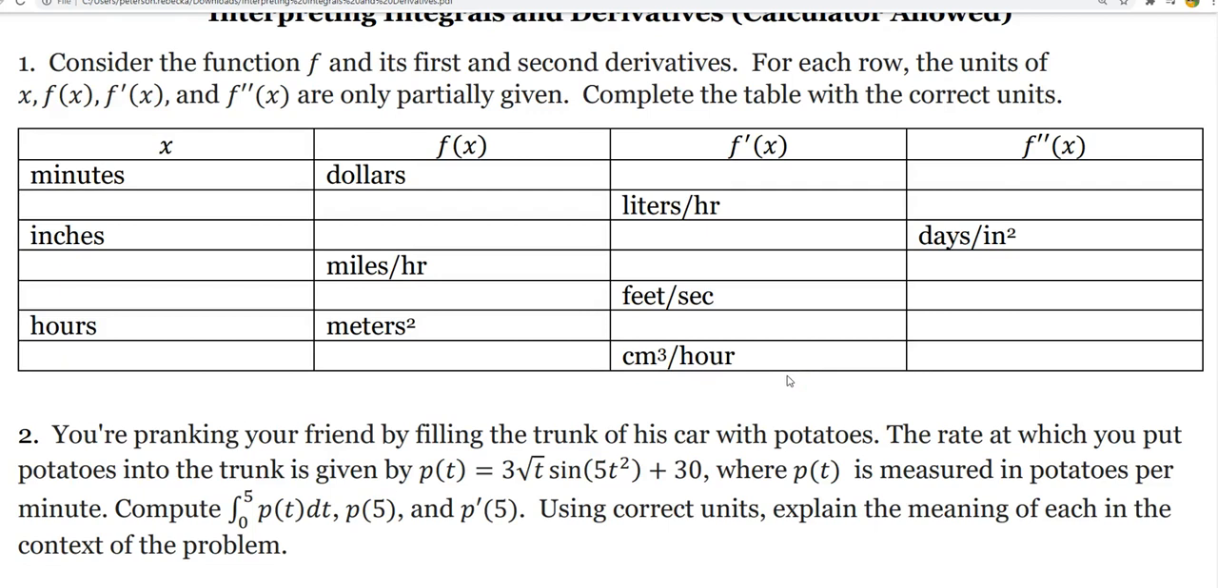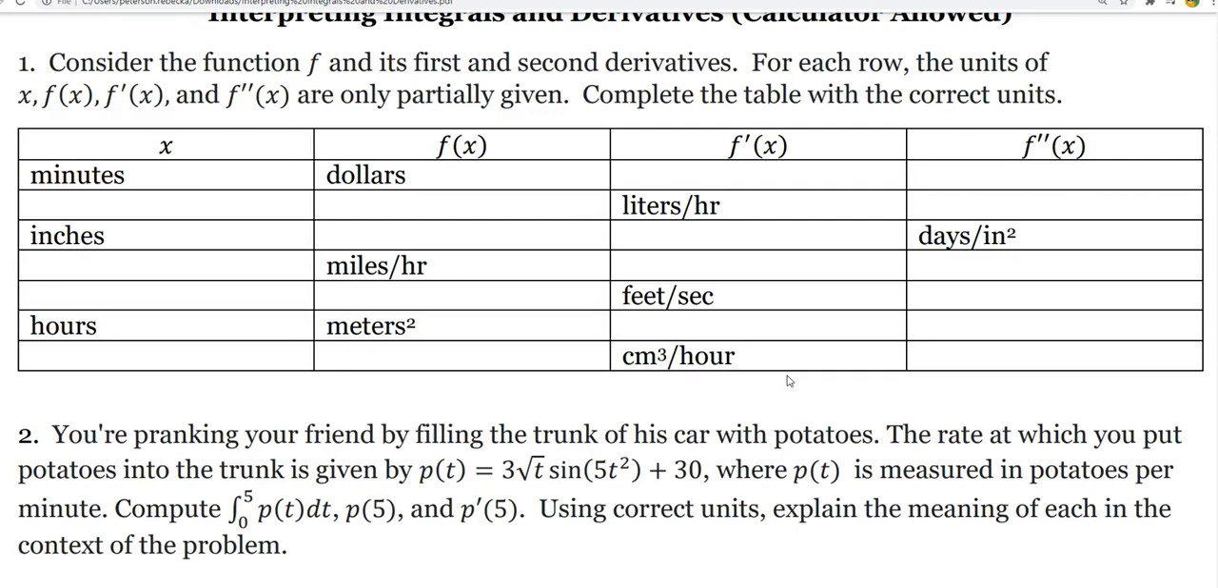Now we're going to look at question 2. It says, you're pranking your friend by filling the trunk of his car with potatoes. The rate at which you put potatoes in the trunk is given by little p of t, where little p of t is measured in potatoes per minute. So I can tell little p is already a derivative function. Do you agree with that? Because we've got potatoes per minute, it's a rate.